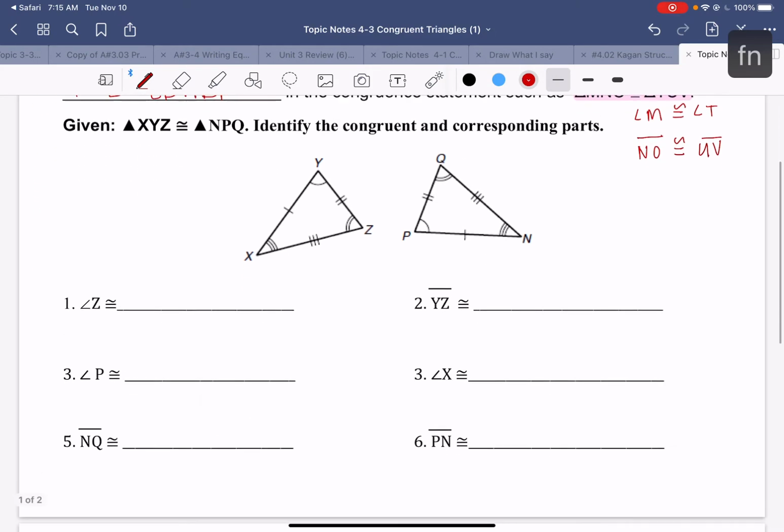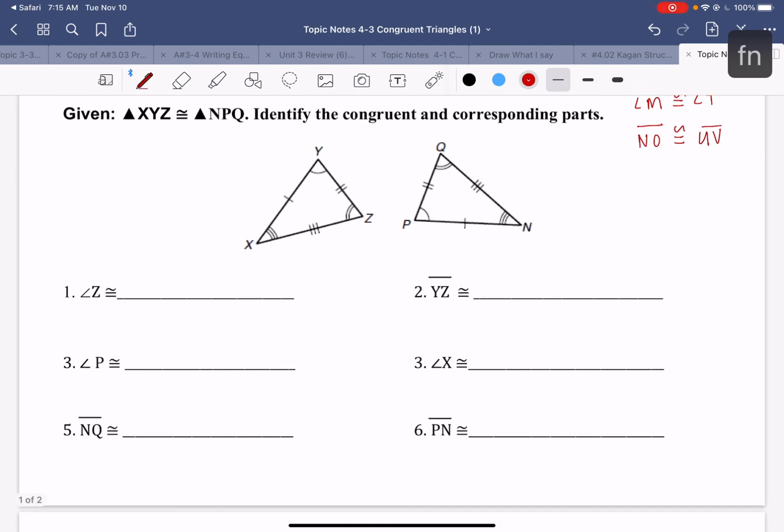Given this situation, we have triangle XYZ is congruent to triangle NPQ. Identify the congruent and corresponding parts. First, what is congruent to angle Z? We go to the other triangle and look for an angle that has two little marks on it, and that should be angle Q. If you look over here, angle Z is the third letter, and angle Q is the third letter as well.